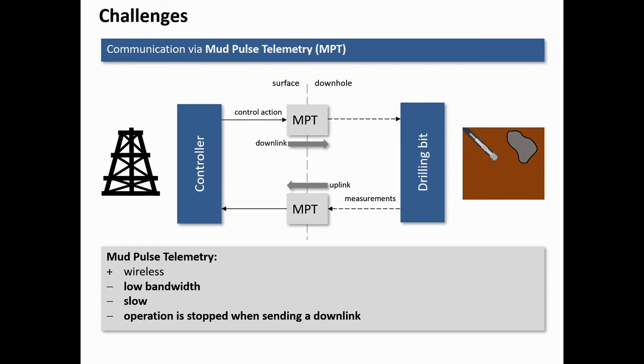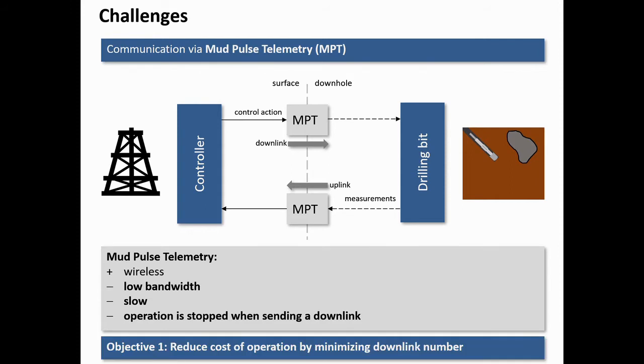It's slow, as the drilling operation must be paused when we send a downlink, and this downlink can last from 5 to 10 minutes, so it definitely slows down the process. So the first objective we had in mind was to reduce the cost of operation by minimizing the number of downlinks, because it's linearly correlated to the amount of time we need for drilling.